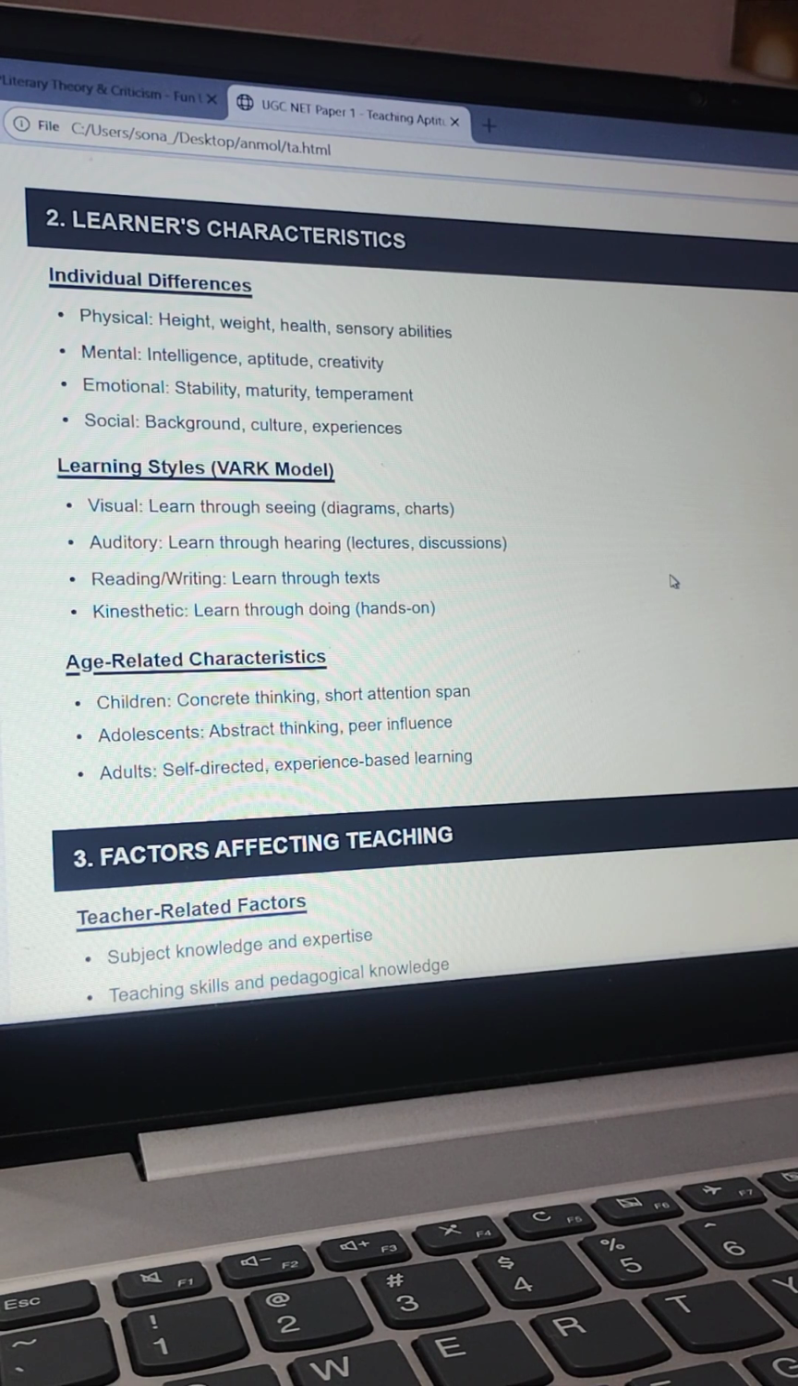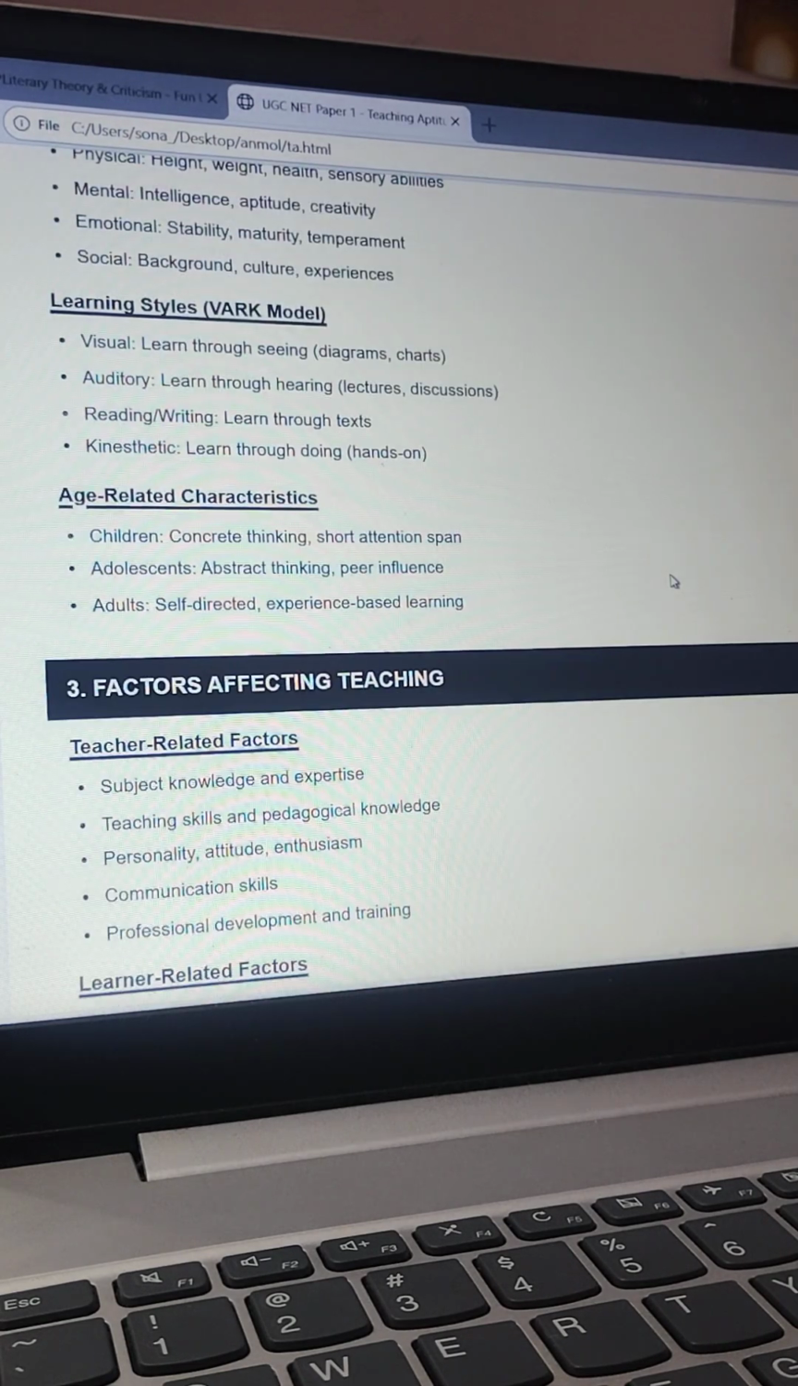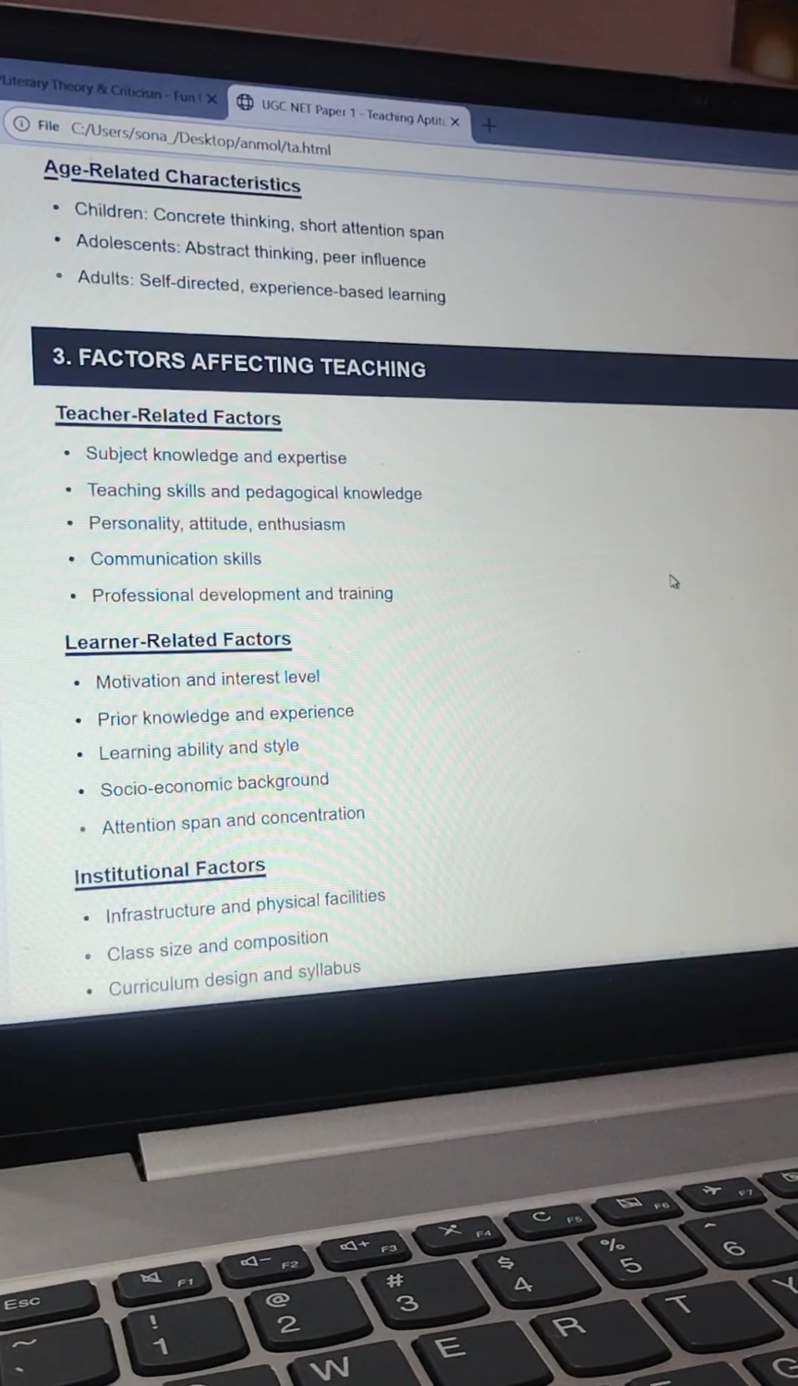There are also age-related characteristics. Children have concrete thinking and a short attention span. In adolescents we have abstract thinking and peer influence, and in adults we have self-directed, experience-based learning. These notes comprise all the keywords needed in the paper to solve a question.